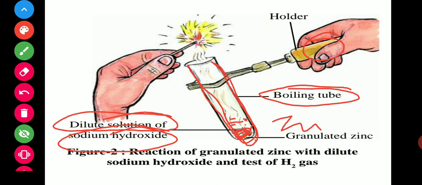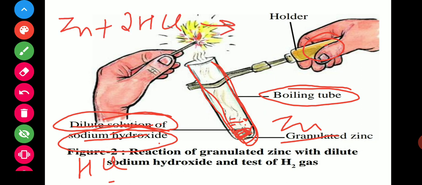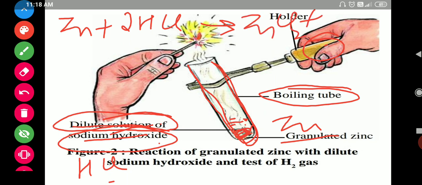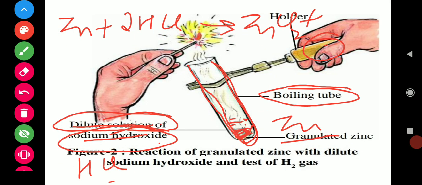But I want to tell you, it is not sodium hydroxide, this is wrong, it is hydrochloric acid, HCl. Whenever hydrochloric acid reacts with zinc, it gives hydrogen, like this: Zn plus 2HCl gives ZnCl2 plus hydrogen gas. So this reaction is shown with the help of this test tube.